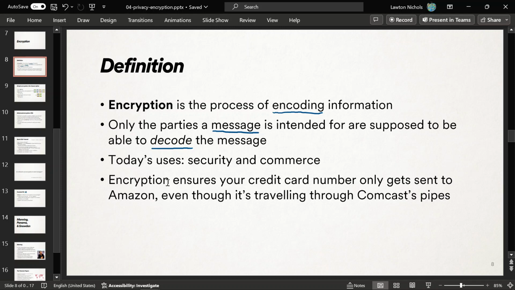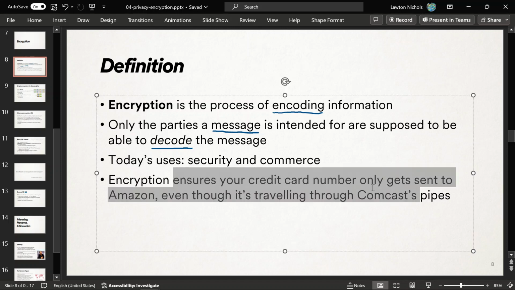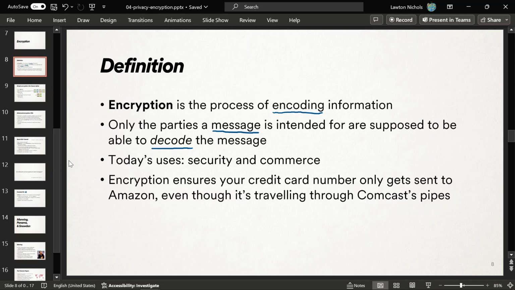Encryption ensures that your credit card number, for example, is only getting sent to Amazon, even though most of us have something like Xfinity at home. Those are the two major internet providers in Fresno. So even though your credit card number is traveling through Comcast, you have to get it through Comcast's internet pipes all the way to Amazon servers, it's encrypted across all of that. That's the idea.